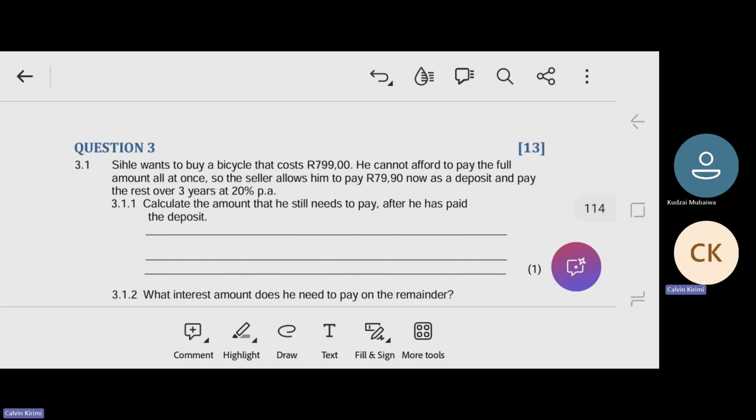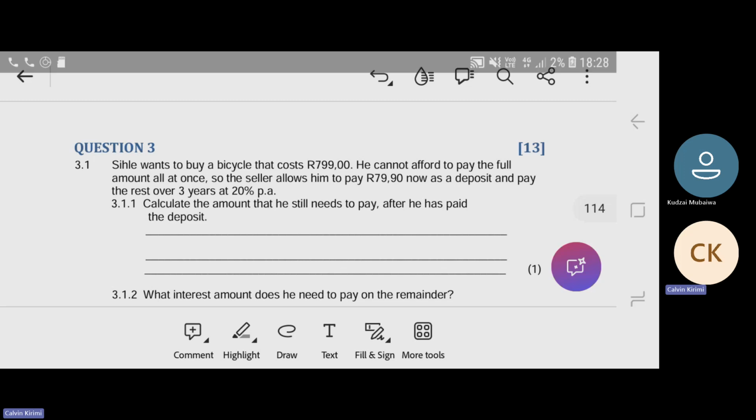Tishe wants to buy a bicycle that costs 799 rand. He cannot afford to pay the full amount at once. So the seller allows him to pay 79 now as deposit and pay the rest over 3 years at 20% per annum. Calculate the amount that he still needs to pay after he has paid the deposit.